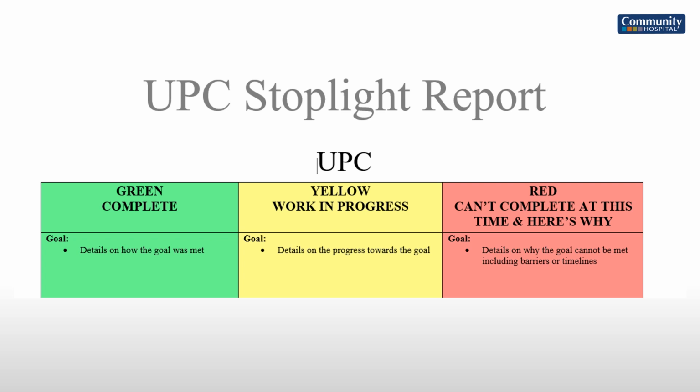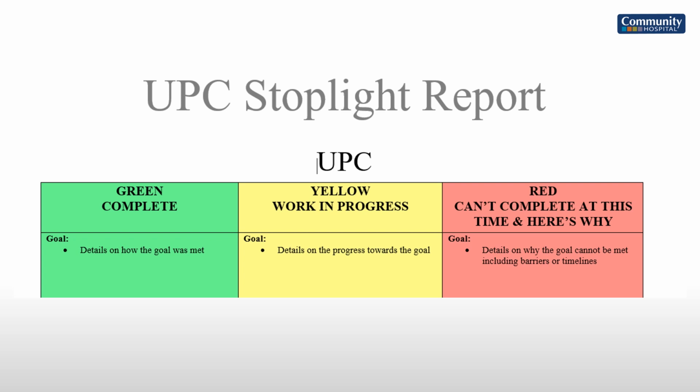is really important to have a couple of details on the progress of the goal. So how are we getting to this thing? If you are having barriers, but it's not a red, which is can't complete at this time, put those barriers in there on the work in progress. It helps you identify barriers if you're actually thinking through the process, and hopefully overcome those barriers. And then the red line is the can't complete at this time, and here's why.